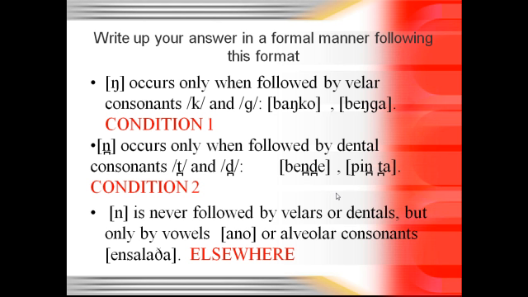And then the last one is never followed by velars or dentals, but only by vowels like ano or alveolar consonants, ensalada. So if you can see in here, the thing that I want you to pay attention to is the condition. You put the ones that are very specific first, and then the last one that is very general, you put elsewhere. You put that at the very last position, as the last point.